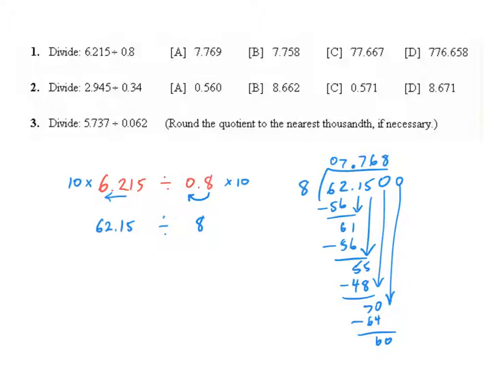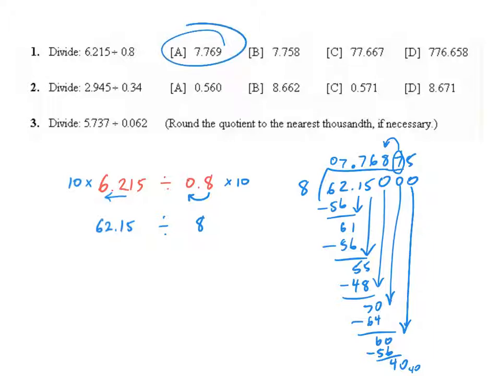So it goes into 60 7 times. And I could keep going. It looks like there's going to be a 5 at the very end here, because when I bring this last 0 down right here, it goes into 45 times. And so now I have 7 768 thousandths. This 8 in the 10 thousandths place will actually bump this up if I were rounding to the nearest thousandth. So my answer would be 7 769 thousandths, which is choice A.